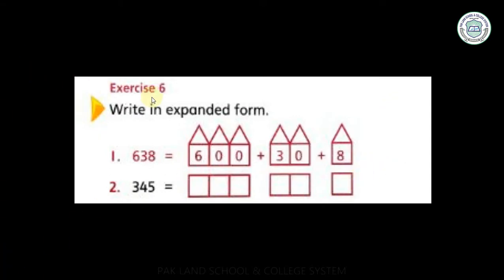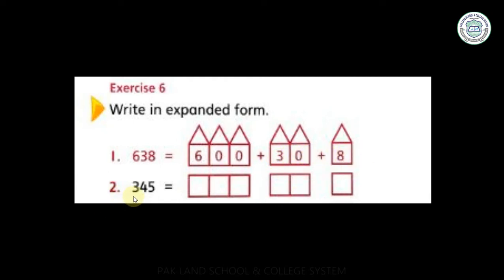The next topic is writing the number in expanded form. The number in numeric form is written, so we have to write it in expanded form. As I explained before, in expanded form you write how many hundreds, tens and ones are in it. In the first example, 638, there are 600, which means 6 hundreds, and 3 tens and 8 ones.